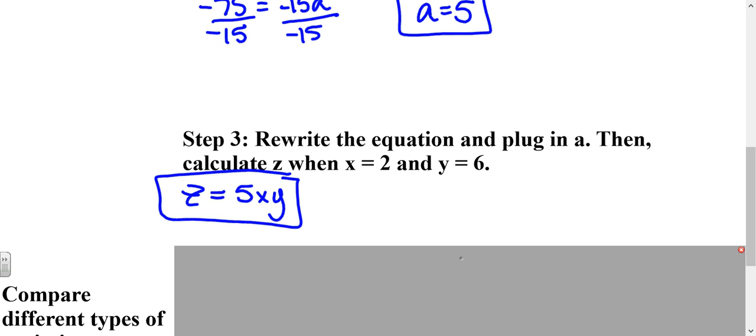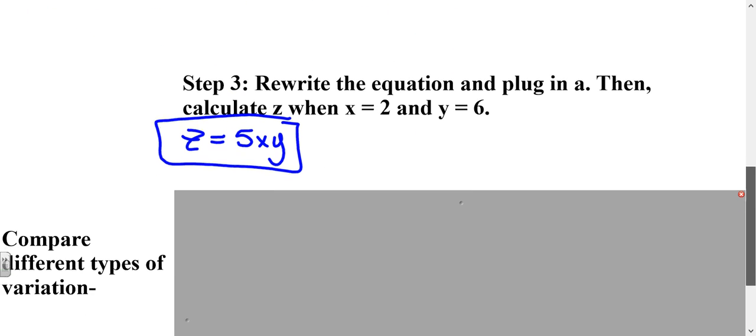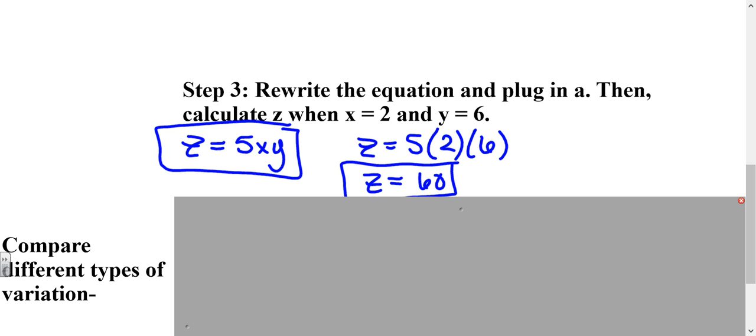Now it says calculate z when x equals 2 and y equals 6. So we're going to plug those into our equation. So we have 5, we have 2 for x, and we have 6 for y. So if we work these out, we have 5 times 2, which is 10, 10 times 6, which is 60. So z equals 60, and that would be our answer. So here is our equation that relates z, x, and y, and here is our answer for z when we know x equals 2 and y equals 6.